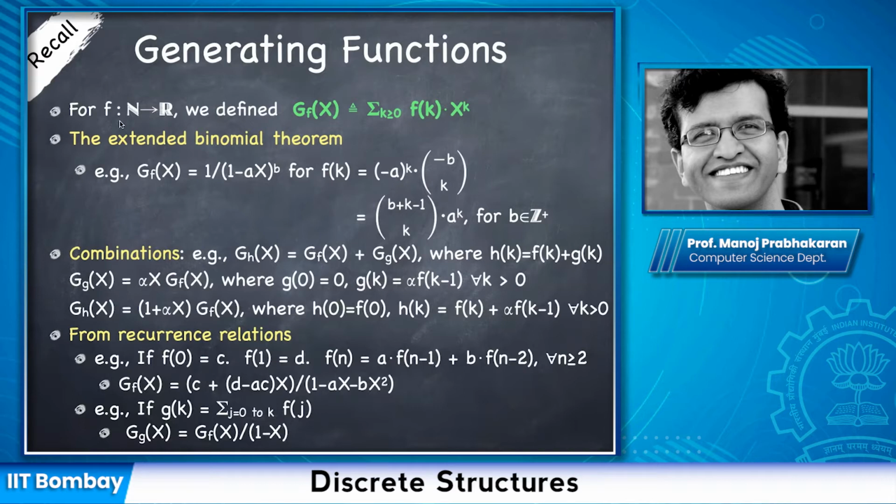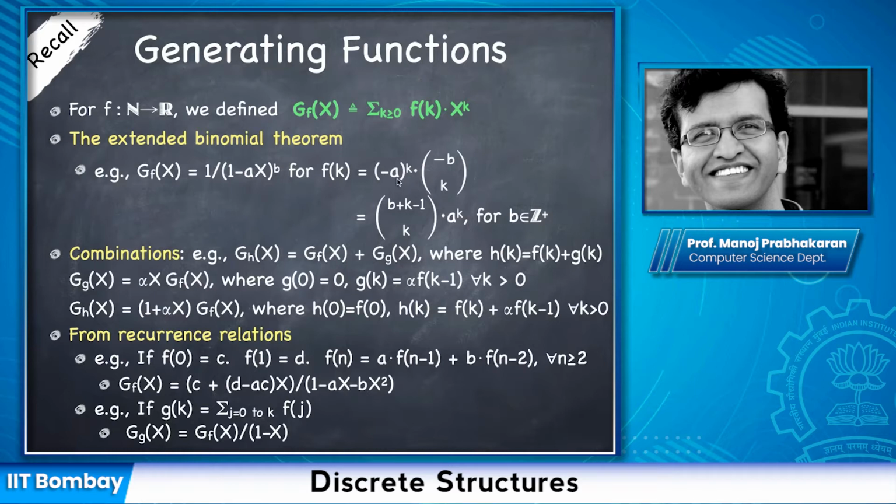And where do these generating functions come from? So one source of generating functions is the extended binomial theorem. So for instance, for an expression of this form, so this is (1 minus ax) to the power minus b, where b is a positive integer. And the extended binomial theorem can be used to get the coefficient for x to the power k in this form, which I have further rewritten.